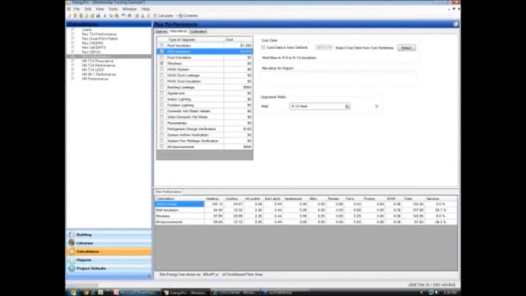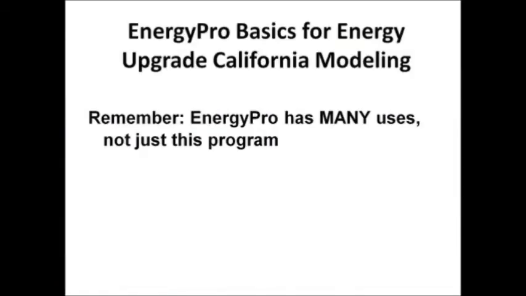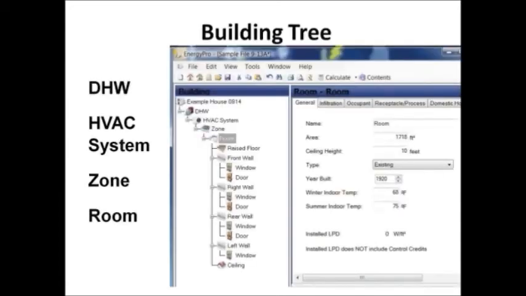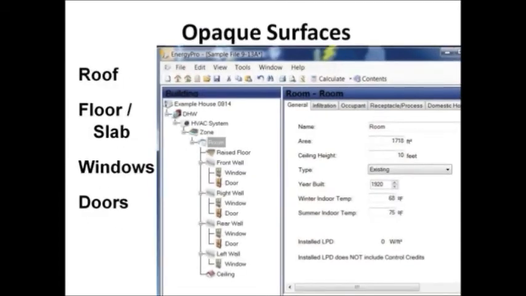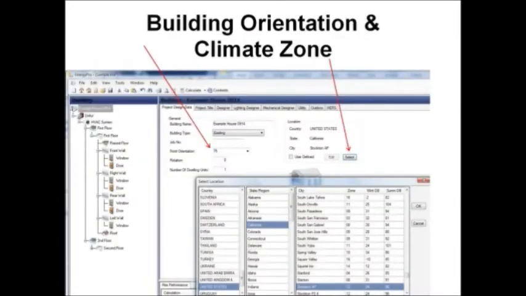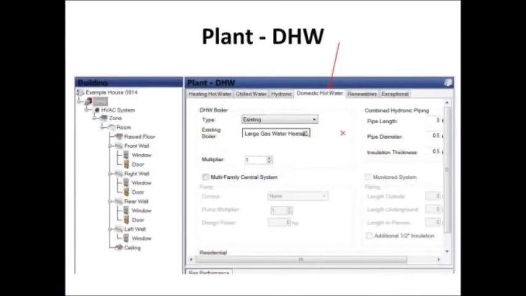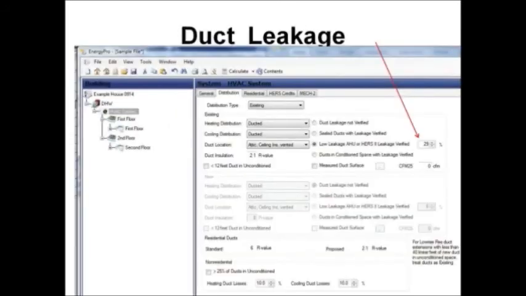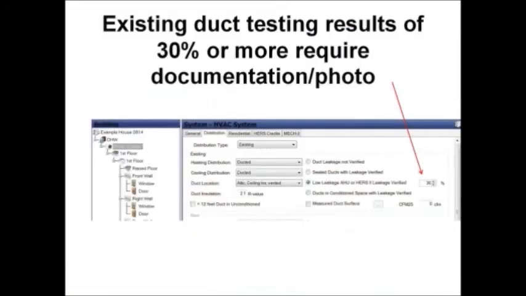So let me take a quick look at my PowerPoint and see what other things I'd wanted to say in my final 2 minutes here. I've got the building tree, the opaque surfaces, the orientation and climate zone, DHW, HVAC system, building leakage. Oh, the test out. Yeah, I want to go back to the test out on duct leakage and building leakage.